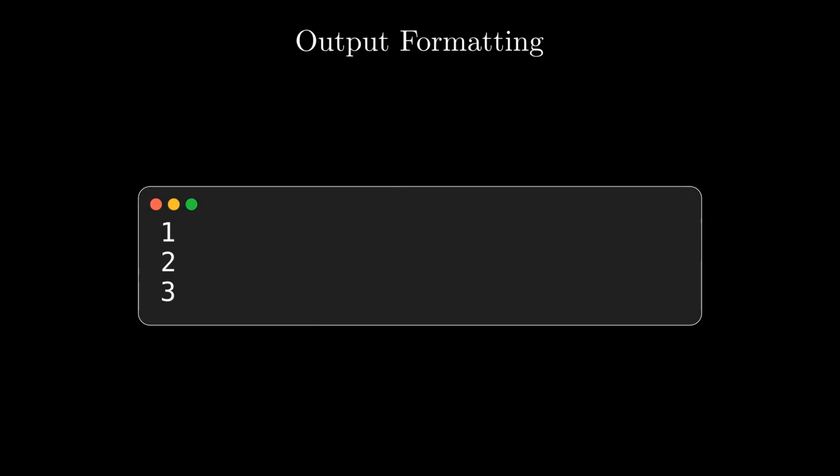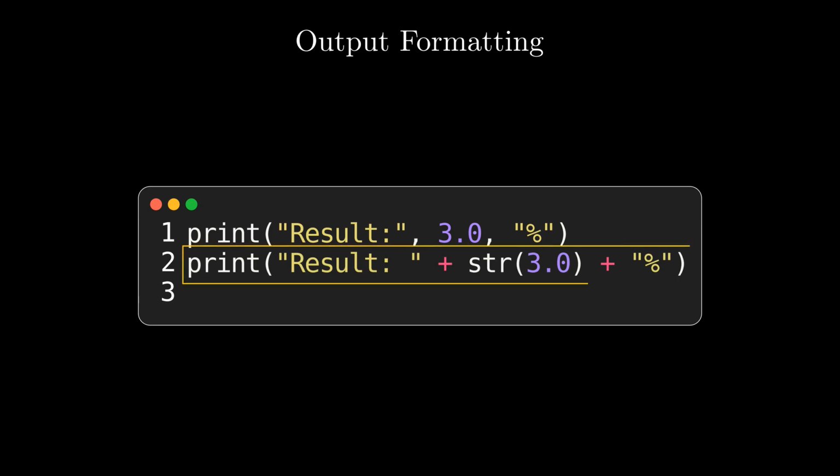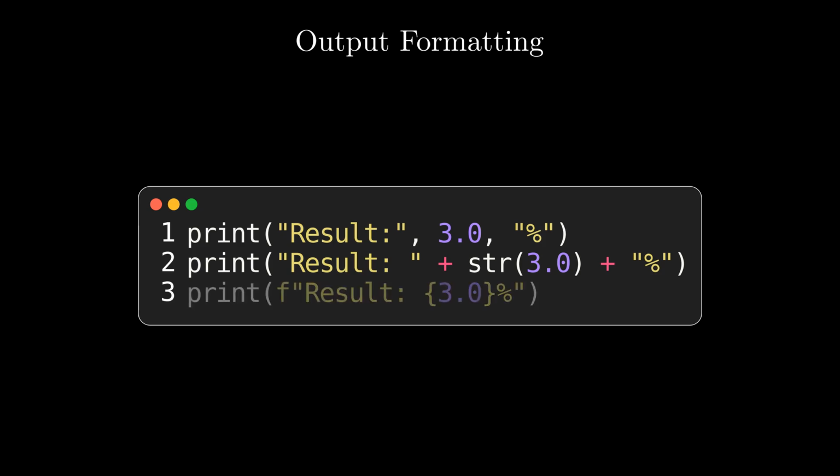Now output formatting. Building output by passing comma-separated values to print works, but commas insert a space between every item. Try placing a percentage right next to its percent sign. The comma forces an awkward gap, like 3.0 space percent. The older workaround is casting each number to a string and concatenating the pieces by hand, which gets tedious fast.